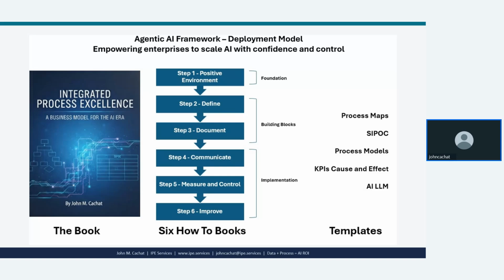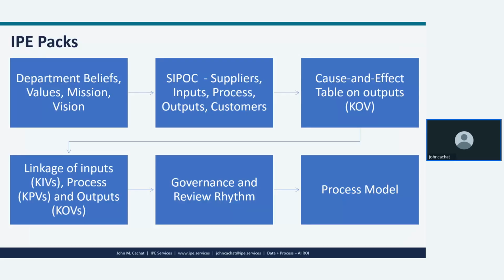Now, I've mentioned IPE packs. What are those? IPE packs are a systematic way to get self-contained knowledge that unifies all information, procedures, specs, quality criteria, historical data, and process context that are required to execute specific business processes from end to end.